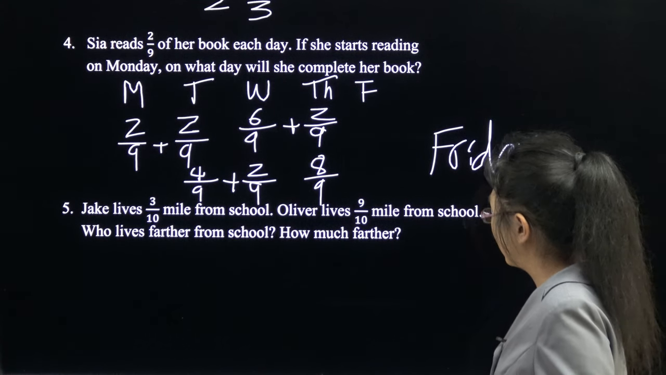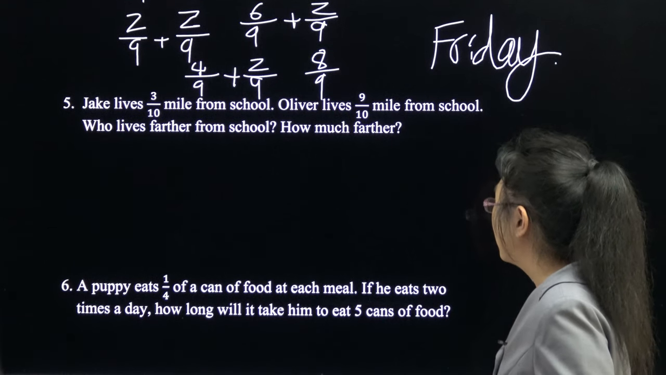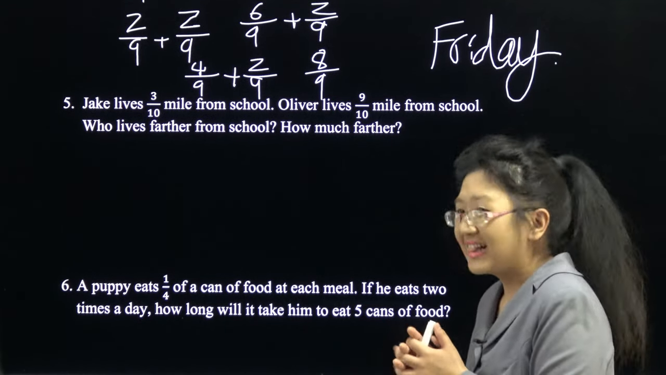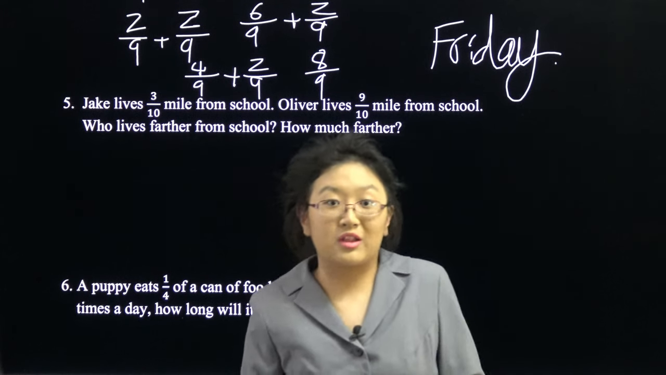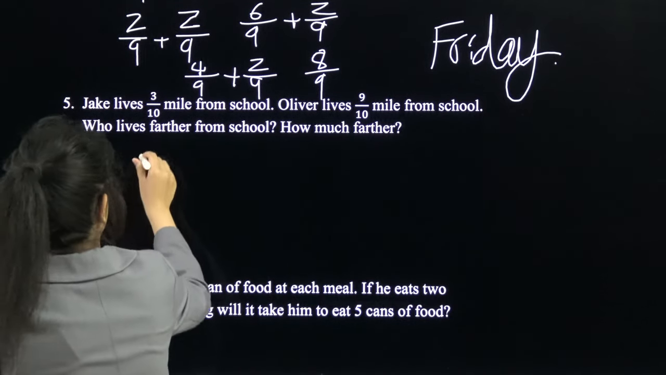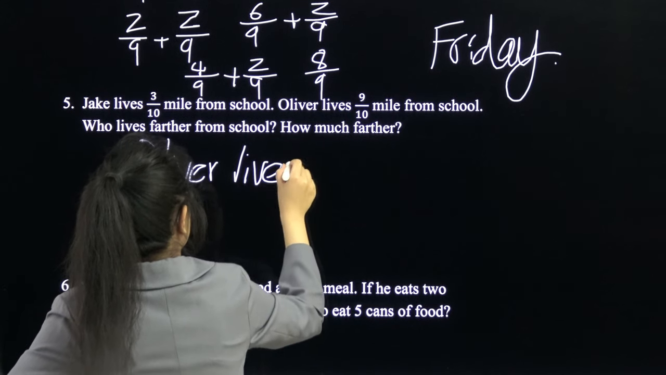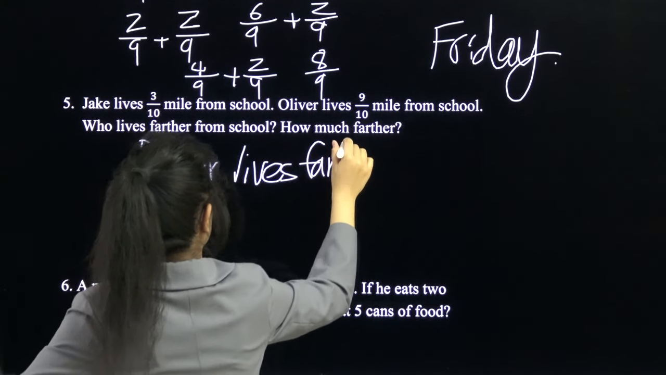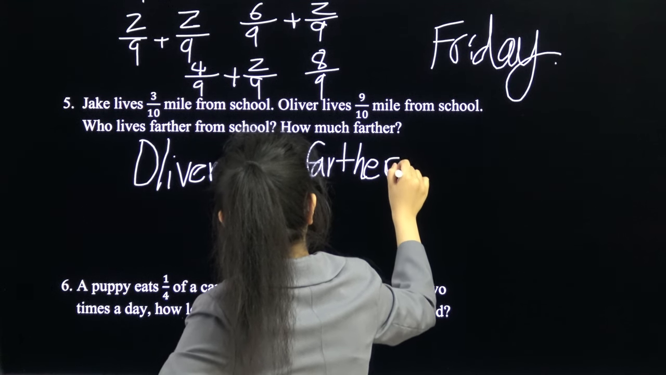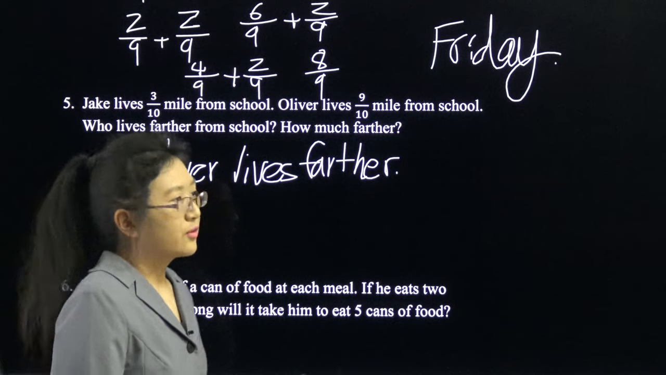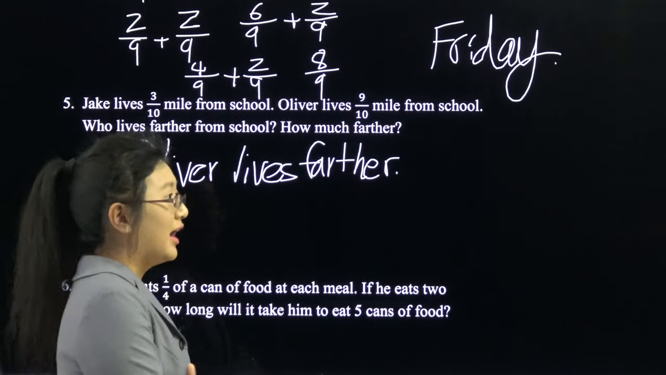Jake lives 3/10 of a mile from school. Oliver lives 9/10 of a mile from school. Who lives further from school? How much further? Well, last time I checked, 9/10 is bigger than 3/10. So, Oliver lives further. How much farther or further? By the way, farther is actually a word, guys. It's not a typo. Well, how much?